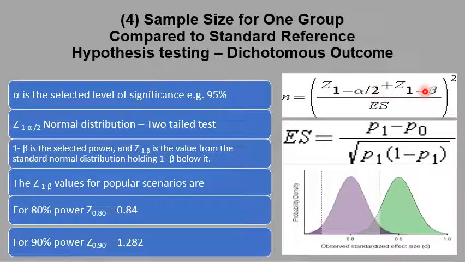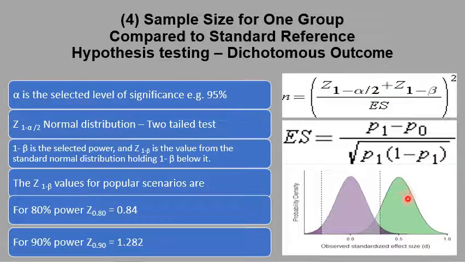The second factor is the power of the study. How much are we able to tolerate a type 2 error? It's usual to have a power of the study of about 80 to 90%. If it is 80%, the z-score will be 0.84. If it is 90% power, the z-score will be 1.282. And we add these two z-scores and divide them by the effect size.